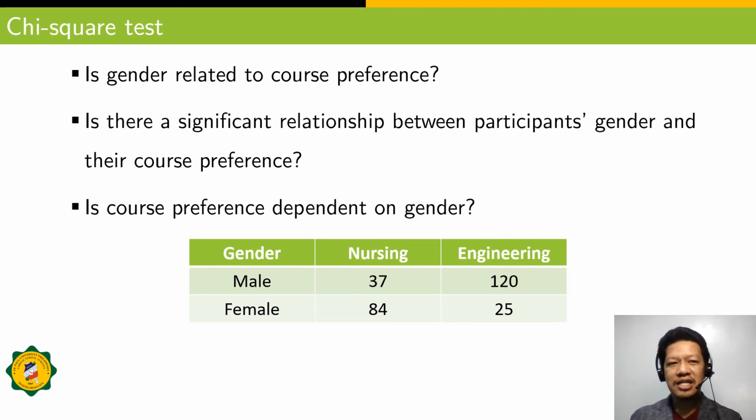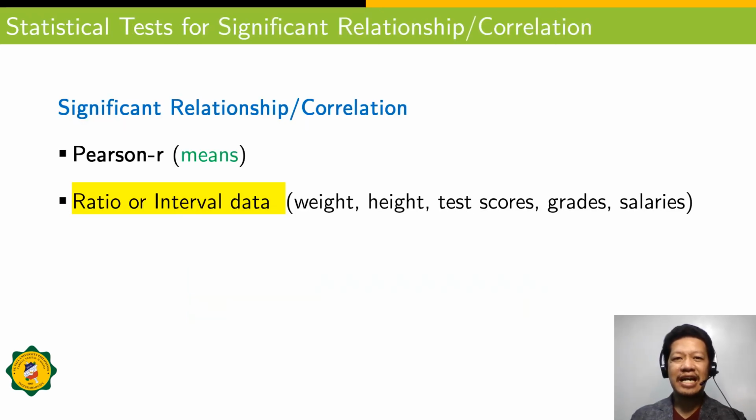And data in chi-square test can be written like this in what we call contingency tables. There's a row and column for the two variables. We have the gender and the course preference, and we know that these two variables are nominal or ordinal, or they are called categorical or qualitative data. So we have just learned that chi-square is actually used to determine whether there is a significant relationship between two variables if these variables are actually nominal or ordinal data.